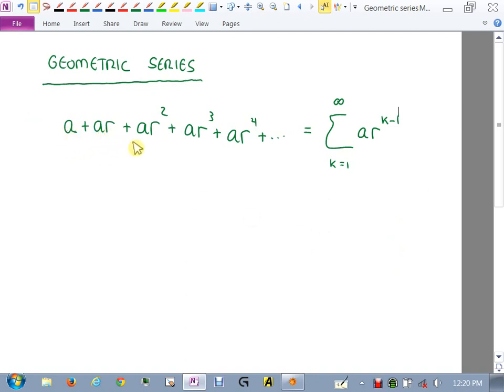Every one of these terms has an A in it, right? Then I have powers on R. The powers on R start coming up. But my first term doesn't have an R, so it's really like an R to the 0. So I need that when I plug in 1 for K, I get a 0 for the power. So I do K minus 1. Everyone see that? This is a geometric series. A here is a constant, and R is a constant. So these are just numbers.